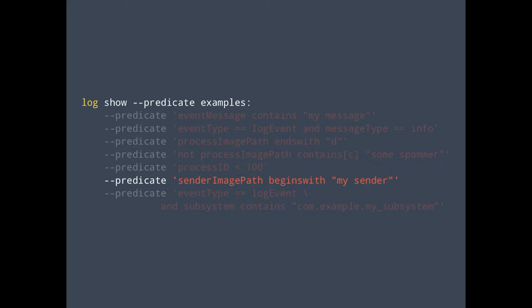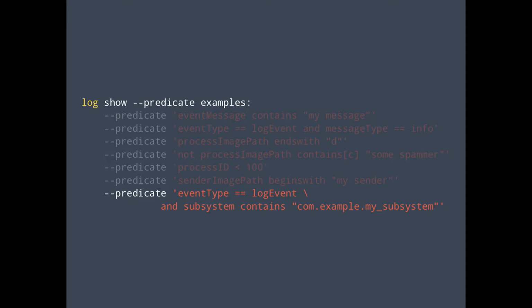Sender image path matches the pattern within the name of the sender that originated the event. This could be a system library or a text or a framework or any valid binary that is generating the log event. And the subsystem, again, matches the pattern within the specified type. And these are written out in the same reverse DNS format that you're used to if you've dealt with preference domains or launchd. So for instance, if you wanted time machine, you would change that to com.apple.timemachine.